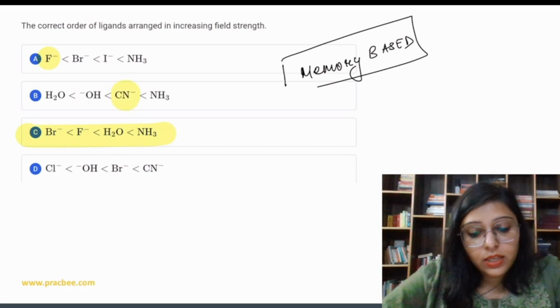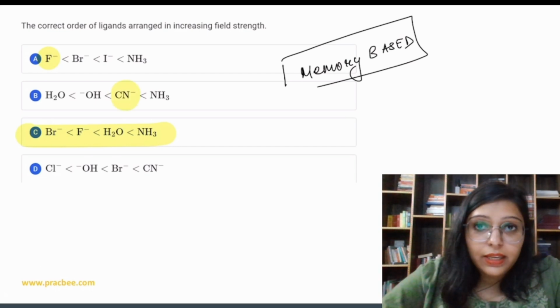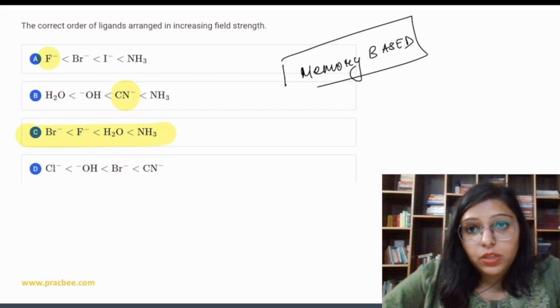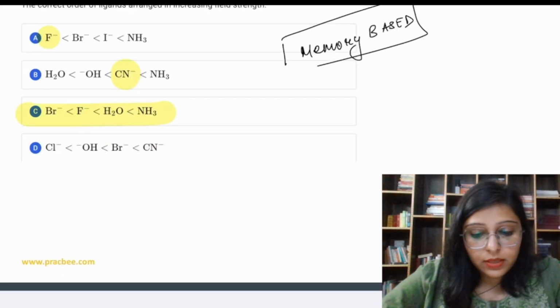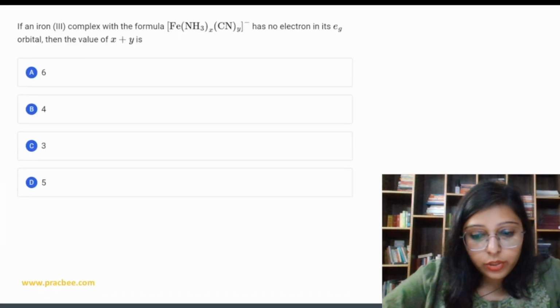Here we have CN, so CN minus should be a better ligand in comparison to ammonia. Okay, clear? That's it. Otherwise it's completely memory based. So C is going to be the correct answer. Now let's check the next question.